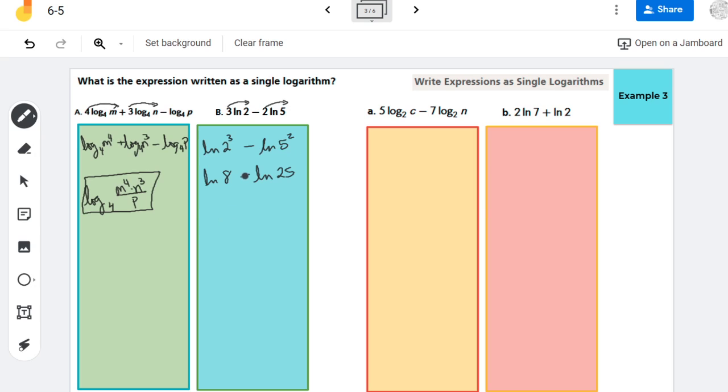So now I'm going to go ahead and use the quotient property because of the subtraction here to combine into a single logarithm with a fraction. And because the natural log of 8 is on the top, or is positive, it goes on top. And because the natural log of 25 is negative, it goes down below. And there we have it.